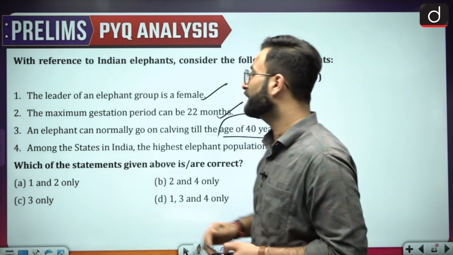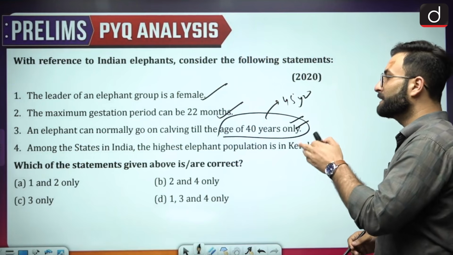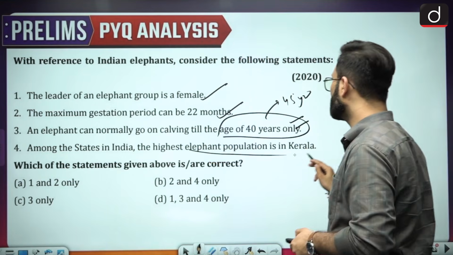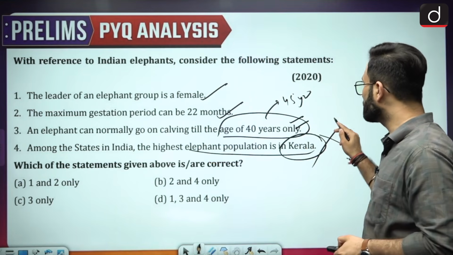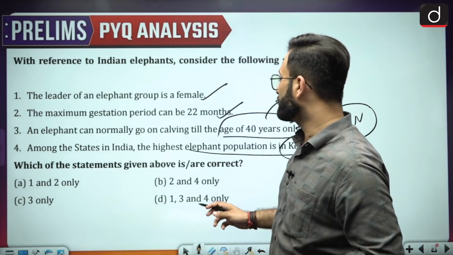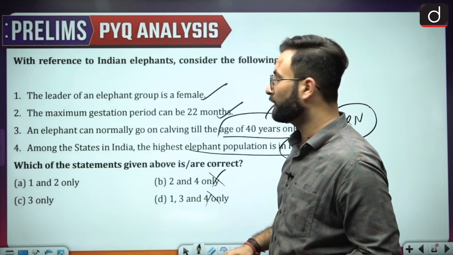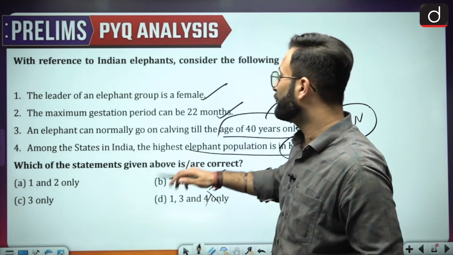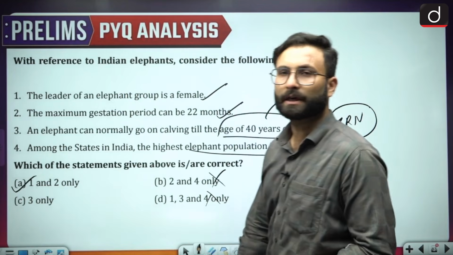Okay, coming to the next one. Among the states in India, the highest elephant population is in Kerala. No, this is not in Kerala. This is in Karnataka. Okay, this is something you should know about. So the fourth you can eliminate easily. The third one you can eliminate. So option A, that is 1 and 2, is your right answer.